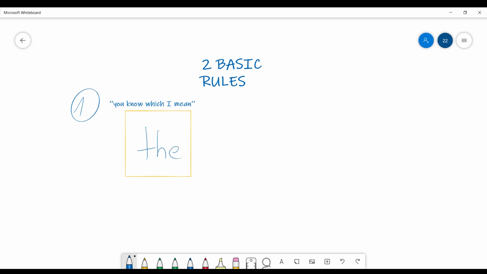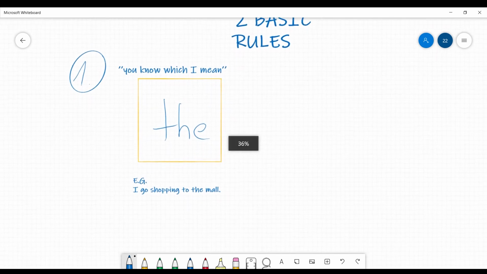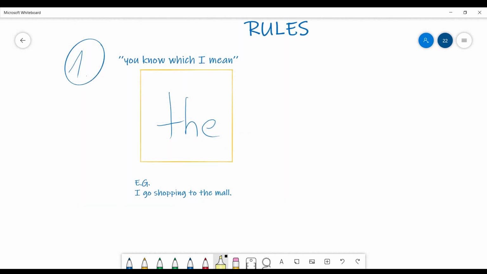We are talking about something very specific. For example, let's look at this example: I go shopping to the mall. We are using the article "the" in front of "mall". That means we have in mind a very specific mall.